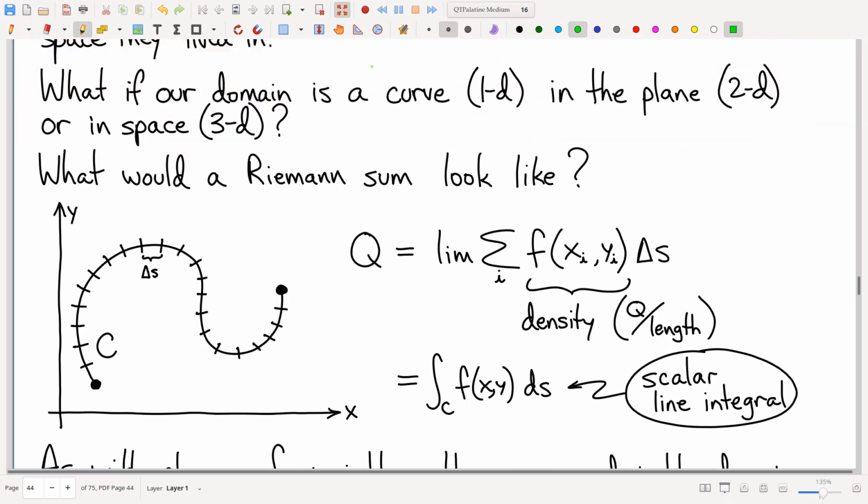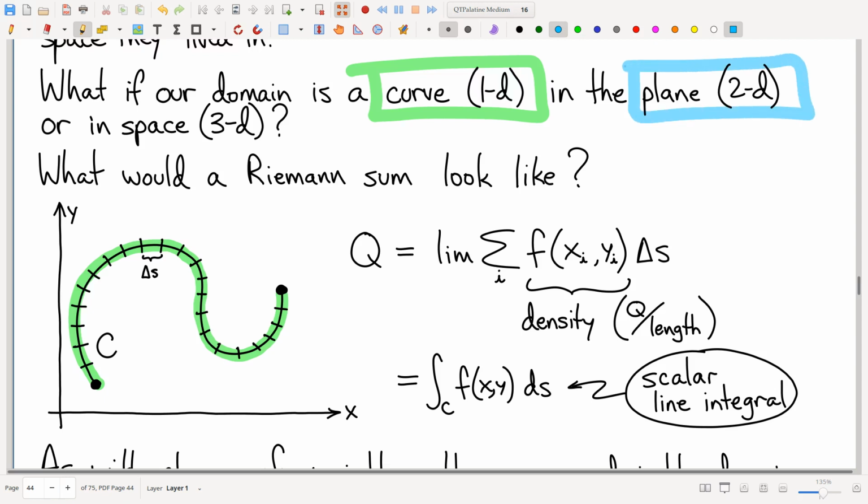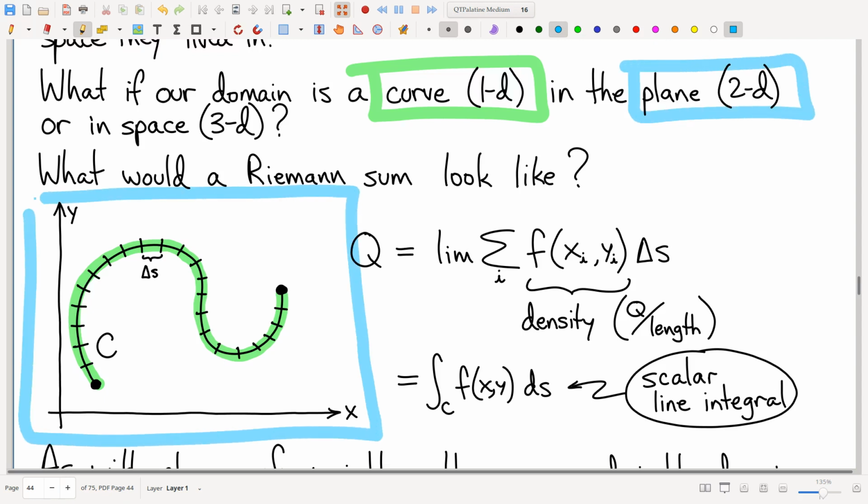What if we have a curve in the two-dimensional XY plane? So we have an intrinsically one-dimensional domain, right, over which I want to add some stuff up for whatever reason. But it's not a one-dimensional interval on the x-axis. It's a one-dimensional curve in a two-dimensional or even three-dimensional space. Right? We've never done this before. Okay, so how to do this?